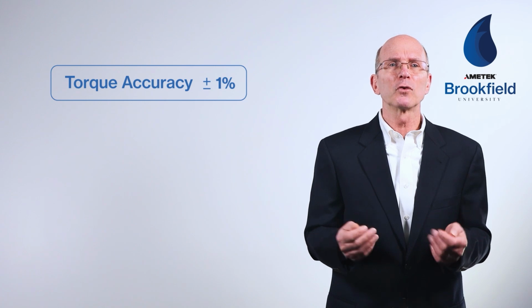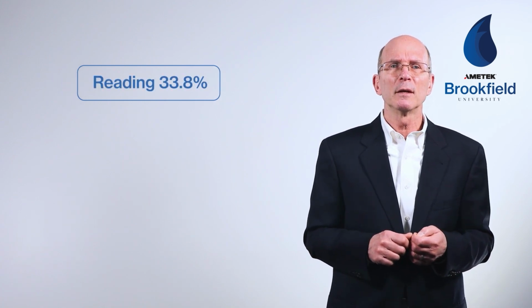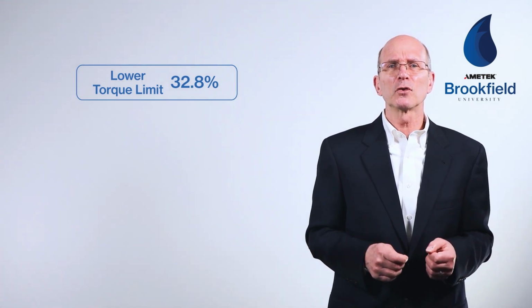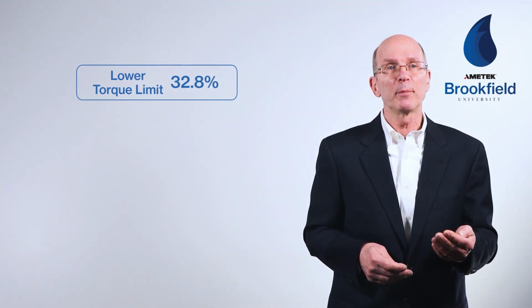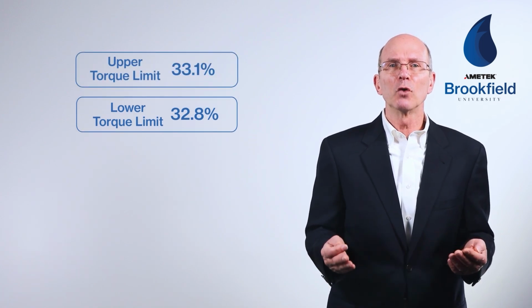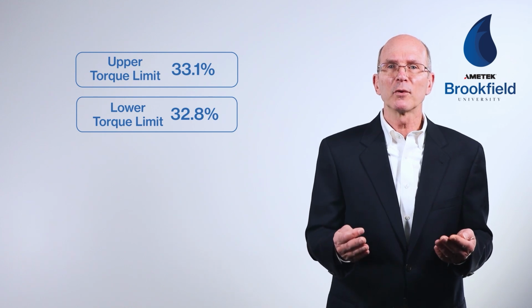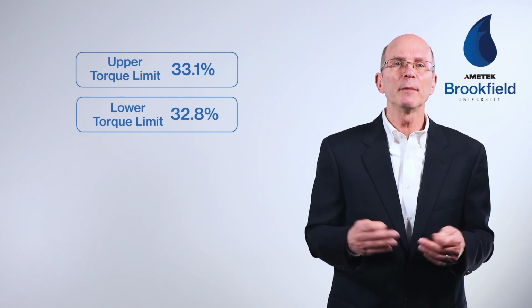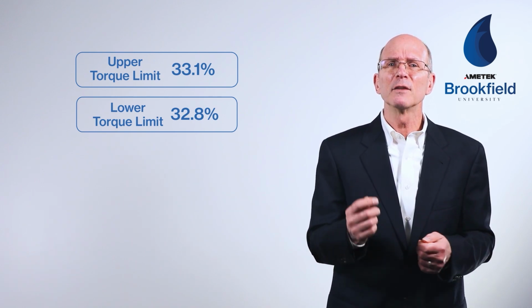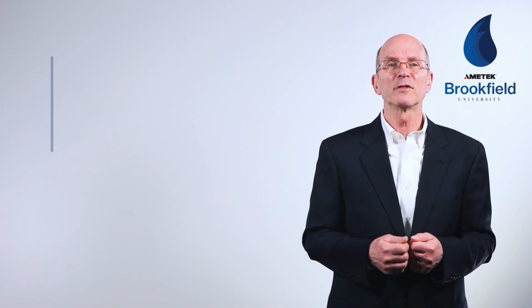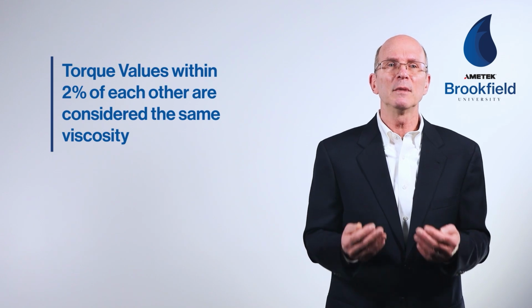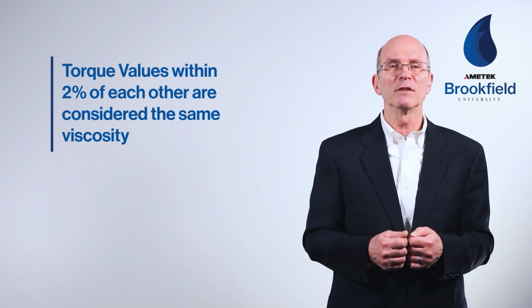So if we look at the first torque reading of 33.8% and subtract 1%, we get 32.8% torque. If we add 1% torque to the final torque value of 32.1%, we get 33.1% torque. We can quickly see that there is an overlap of torque from 33.1% for the final value and 32.8% for the first torque value. When comparing two results based on the same speed, spindle, and spring range, the simple rule is if the torque values are within 2% of each other, they would be considered to be the same viscosity based on the accuracy of the instrument.